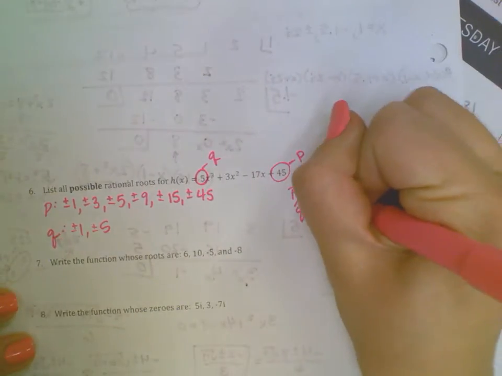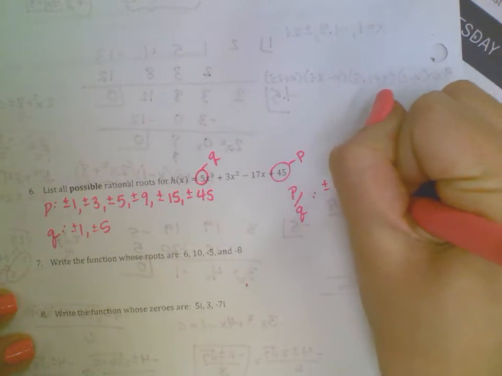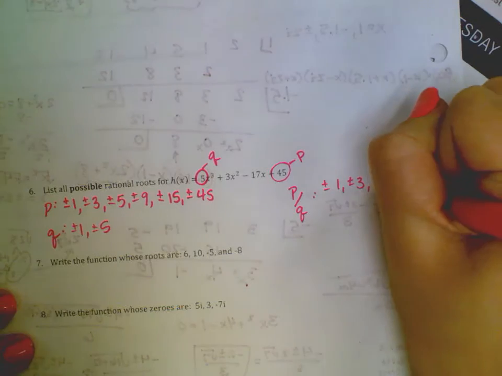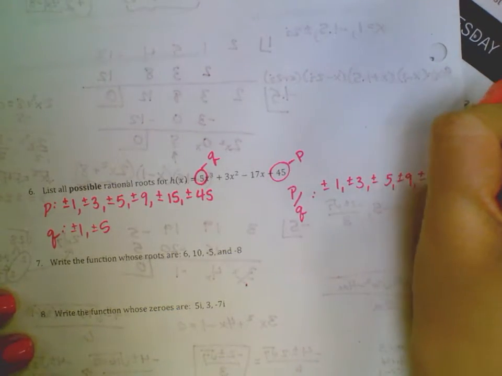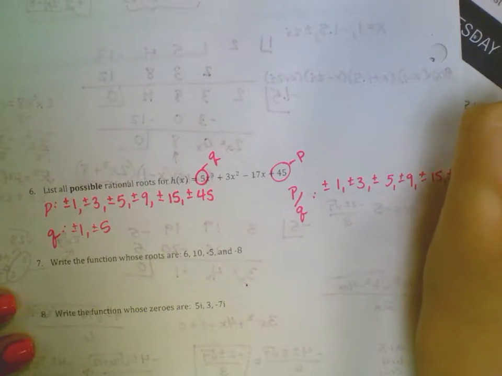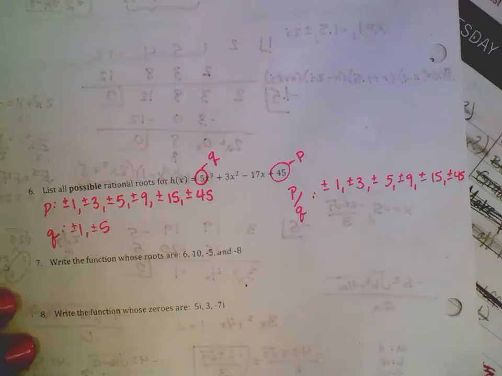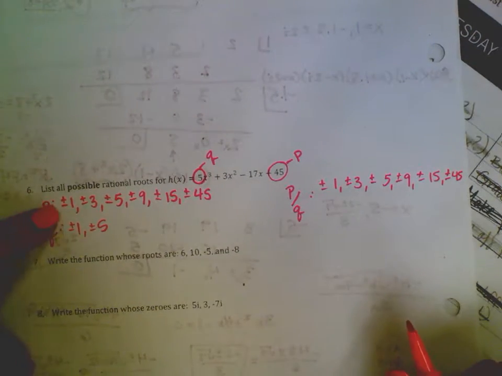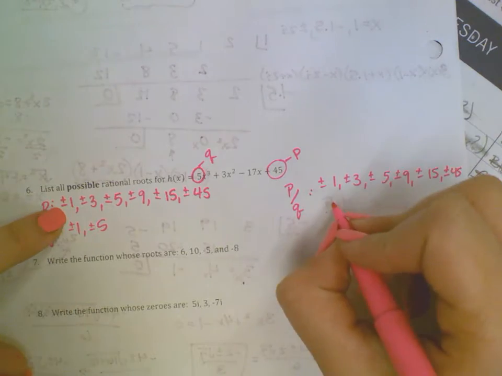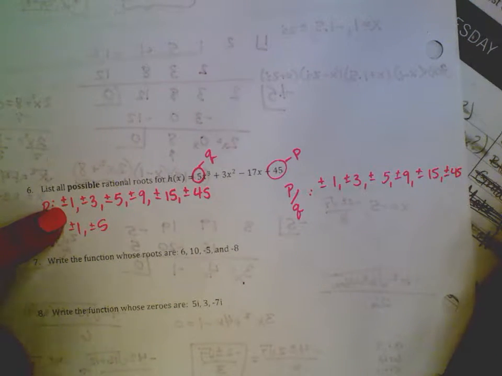So I could get plus or minus 1, plus or minus 3, plus or minus 5, plus or minus 9, plus or minus 15, plus or minus 45. And then everything that goes over 5. I don't need to write anything twice. I don't need to be redundant about it.